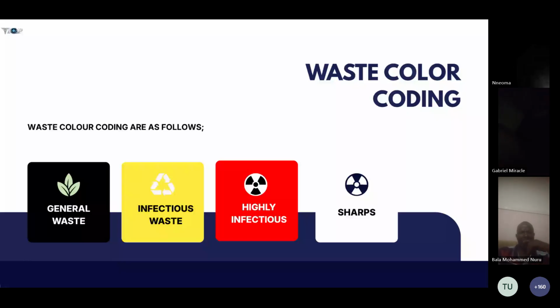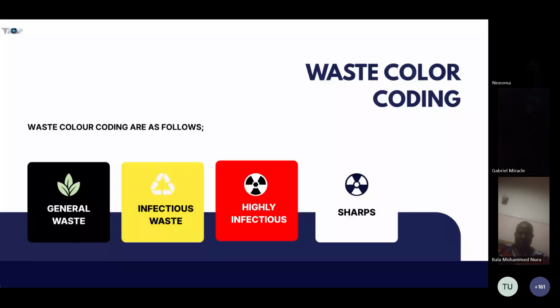Then the infectious waste goes into the yellow waste bin. And the third, that is highly infectious, meaning things that can infect or affect other people around. Highly infectious goes into the red bag, or the red packet, whatever it is that is sharing. Make sure that it is highly infectious. Then sharps, anything that can harm the patient or anybody around you, like needles, go into the safety box.